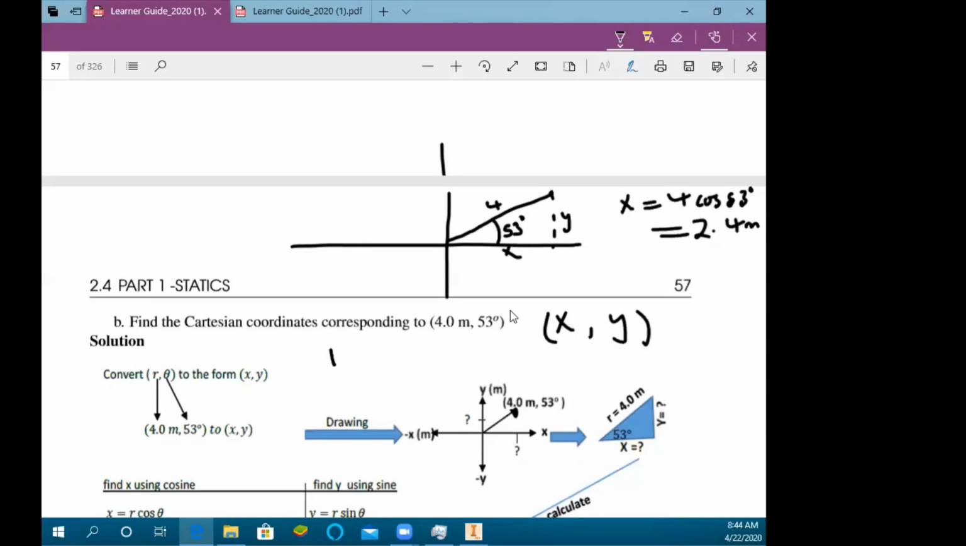Meters. Now to find the y, how do we find the y? Y is opposite, right? So we use sine. So this becomes 4 sine 53. What are we getting for the value of y? I'm getting 3.2.